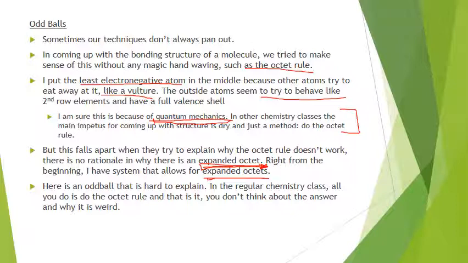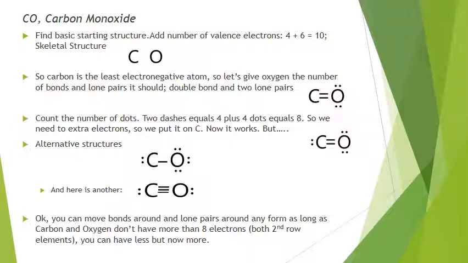So there are things that just don't make sense, and I want to go over them. One of them is carbon monoxide. Carbon monoxide has 10 valence electrons, 4 from carbon and 6 from oxygen. Carbon is the least electronegative atom, so let's give oxygen its number of bonds and lone pairs. Let's give the oxygen 2 bonds and 2 lone pairs. Now count them up: 2, 4, 6, 8, so there's 2 missing. So we're going to put the 2 on the carbon.